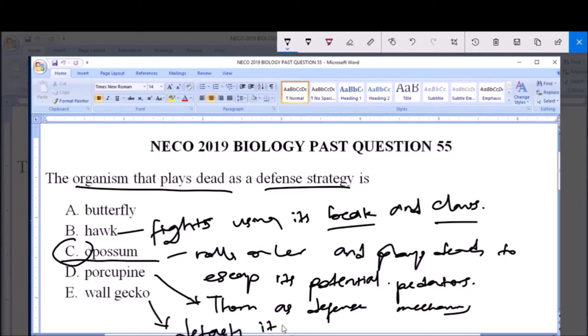It detaches its tail, and by doing that, it deceives the predator. So when it detaches its tail, the predator would think maybe this world gecko is already dead, not knowing that it is only part of the world gecko that has been detached, and then the world gecko escapes. So this is a different strategy for the hawk, the porcupine, and the world gecko. But the organism that plays dead as a defense strategy is actually the opossum, which is option C.